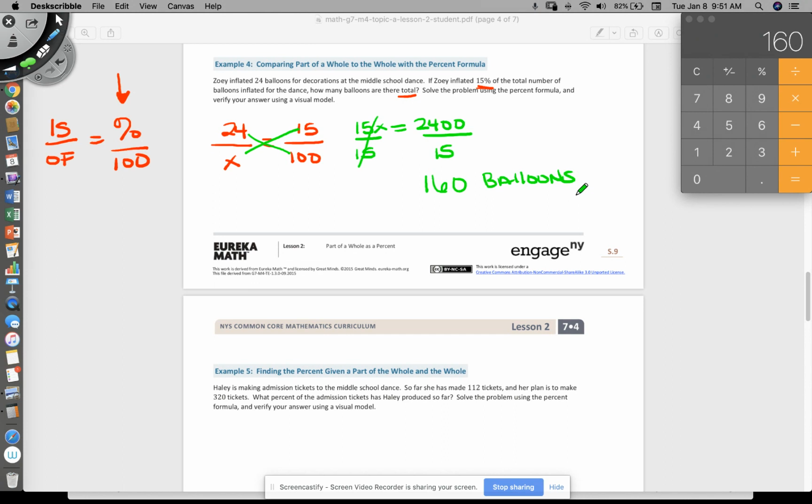Oh, that's the total of numbers that still need to be inflated. I apologize. So 160 balloons still needed to be inflated. We'll put the word to there. All right, there you go. Let's move on to the next one.